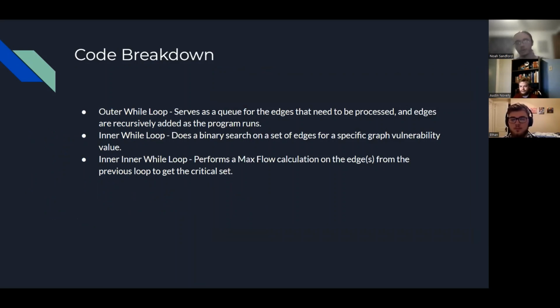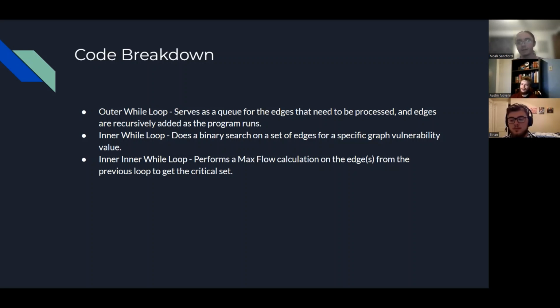So to break down the code here, the code is a series of nested loops. There's an outer while loop that serves as a queue for the edges that need to be processed. And as edges are processed, the program can find more edges that need to be processed and need to have their vulnerability value and things calculated. So as an edge is processed, it can actually add edges to the queue, which means it's a pretty good target for parallelization. And we'll get into that a little bit later.